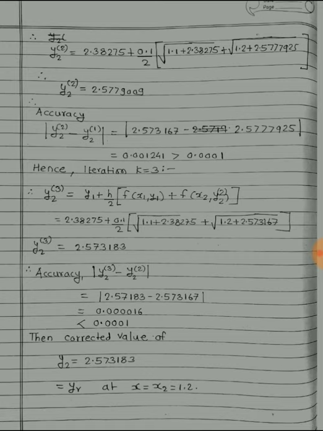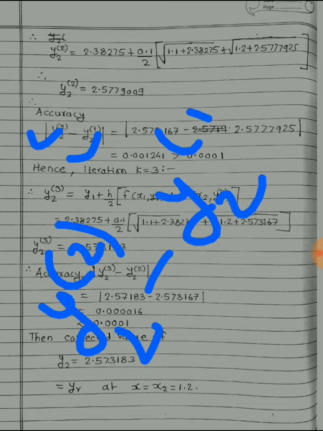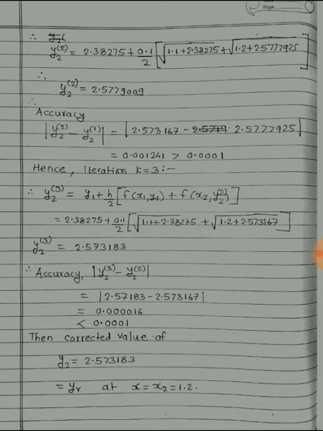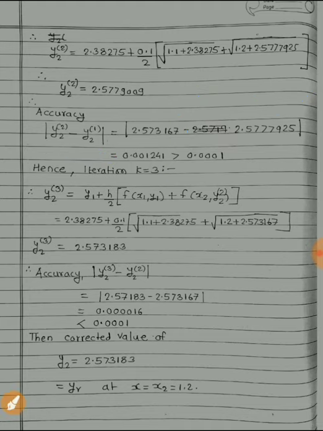is calculated by taking the difference of two values of y, the recent value and the previous value. So I will take the recent value y2 of 2 after second correction minus y2 of 1. If you put these two values here and take the subtraction between these two, the answer comes 0.001241. This is the accuracy, which is definitely greater than 0.001. Hence I need to take the third iteration.